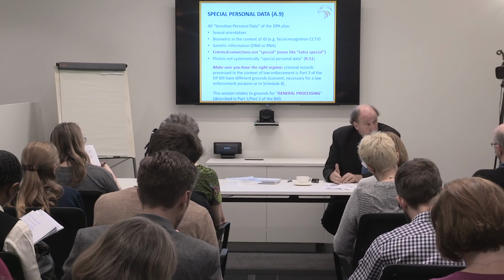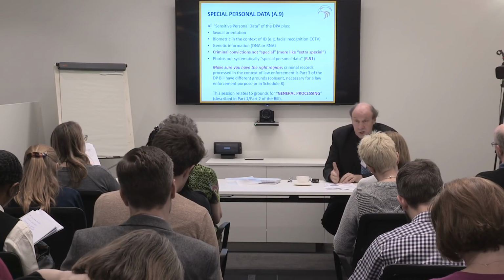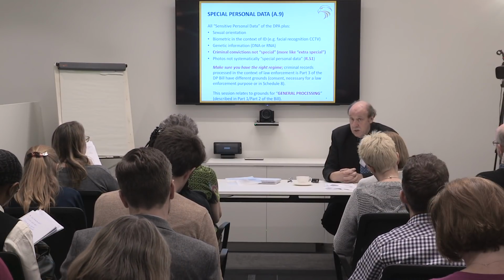Now remember, if you're holding criminal convictions data in the context of law enforcement, you don't look at the GDPR regime, you look at the law enforcement regime. So be very careful which context you're doing, okay, in processing these records. So that's basically the difference: special personal data will need an Article 9 ground, or one of the additional grounds in Schedule 1, and because special personal data is personal data, all personal data requires an Article 6 ground.